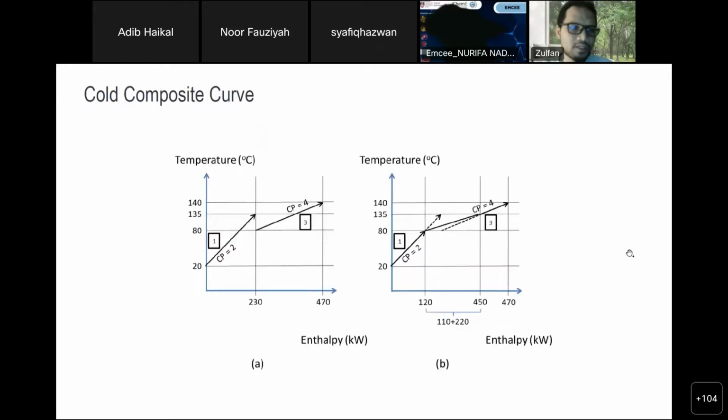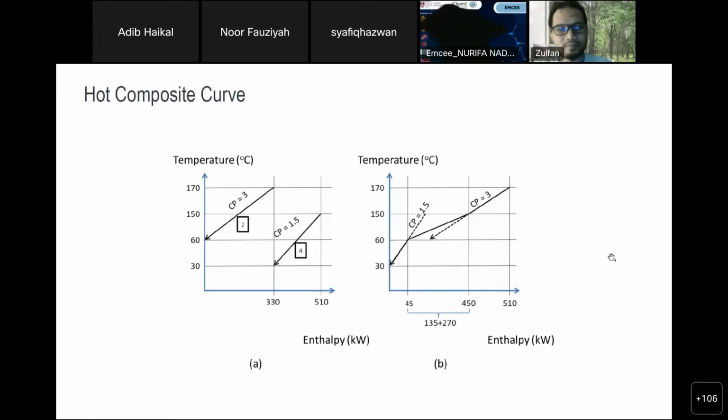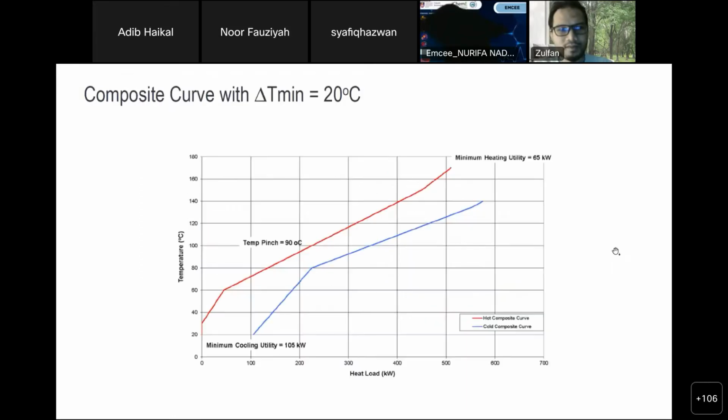Cold composite curve and then hot composite curve in the next slide. I don't think I want to explain that to you. Go on next. Hot composite curve.